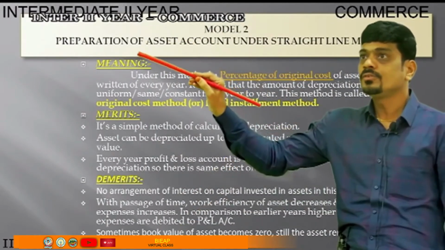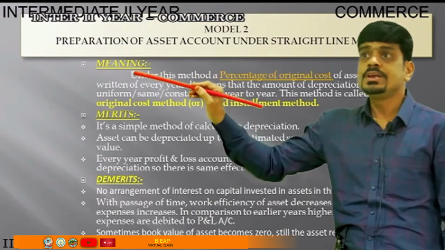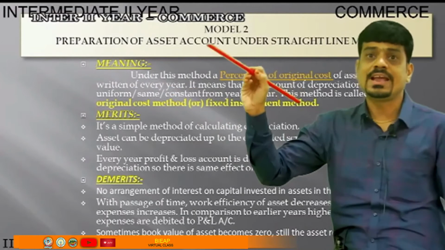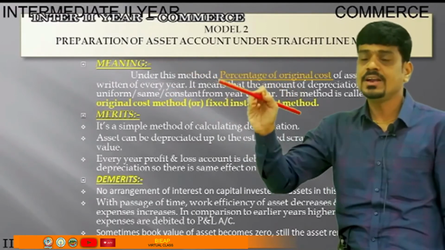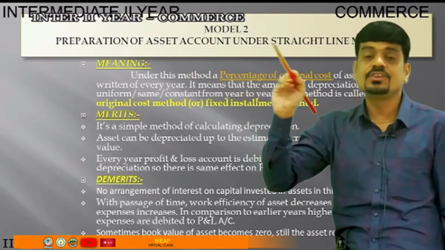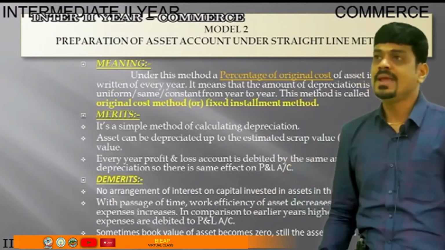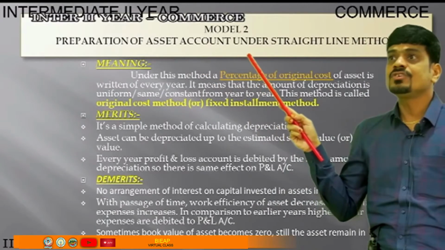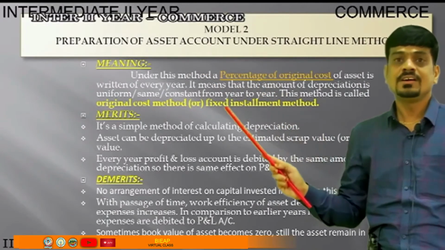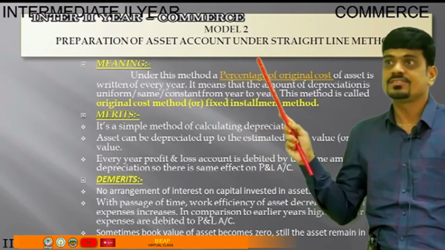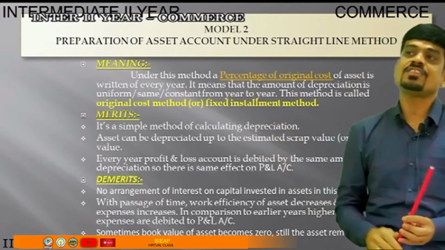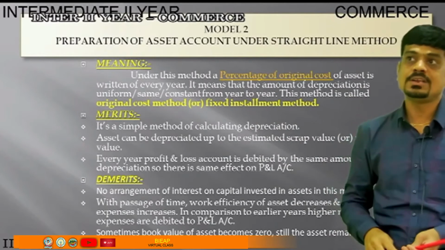Meaning of straight line method. It's a 2 marks question again. They may ask you straight line method, original cost method or fixed installment method. The meaning will remain the same. In this method, a percentage of original cost of asset is written down. See the highlights, how I have highlighted. If you present the answer, that should be the eye-catching point for your examiner.